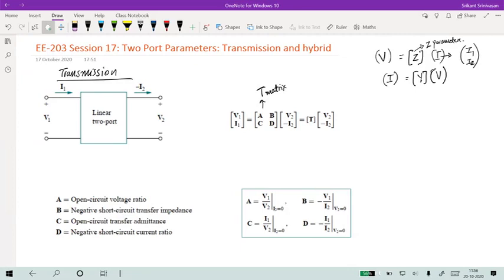Earlier, when we related the voltage to current, the relationship was through impedance. When you related the current to the voltage, the relationship was through admittance. Now you're having voltage and current on one side and voltage and current on the other side, and you have a set of parameters which relate them. It is telling you how the input voltage and current relate to the output voltage and current. So let's look at what each of them is.